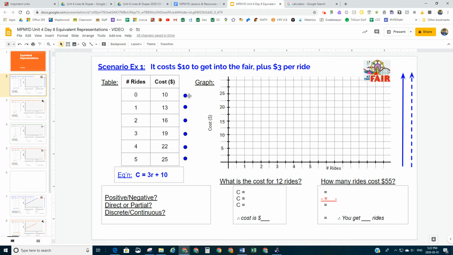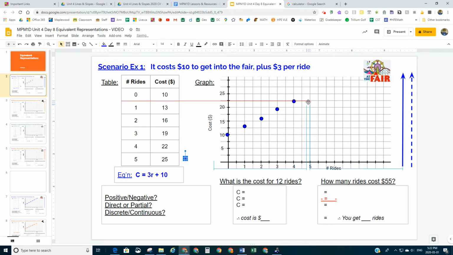All right, so we're going to take the dots like we did before and plot them on this graph. So 0 is going to be $10. 1 is 13, and you're going to have to just try your best on these. I know the dots are a little finicky. So 2 and 16 is just above. 3 and 19, so just below there. Should probably be just up a little bit. 4 and 22. And 5 and 25. That one's right on there.